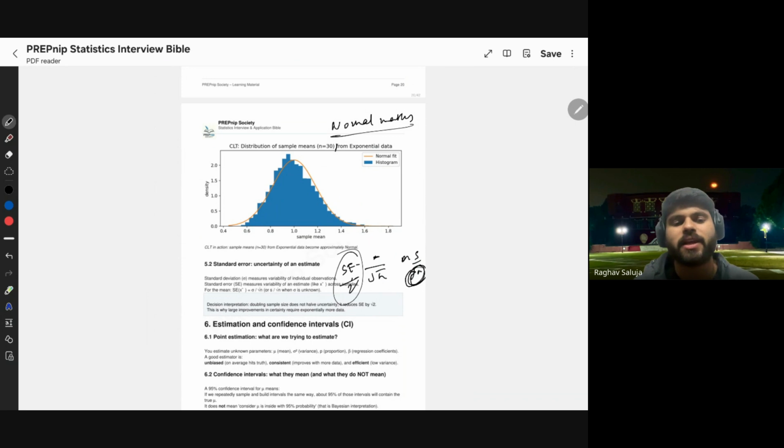So standard error measures the spread of average. How precise is your estimate? And precision is expensive. अगर तुम्हें 4 गुना better करनी है अपनी precision, तो तुम्हें 16 गुना ज्यादा data चाहिए. This is how expensive precision is in stats.